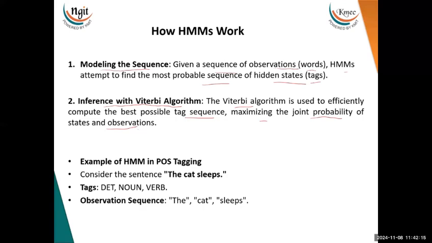It is a dynamic programming algorithm, we can say, which is used to find the most probable sequence of tags for any sentence. That is your Viterbi algorithm. And the example for the hidden Markov model in POS tagging is given below. The cat sleeps is the sentence.